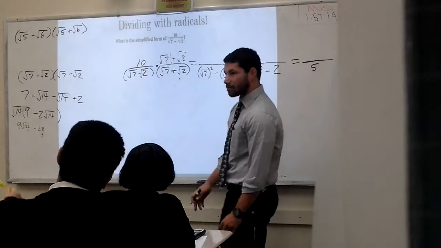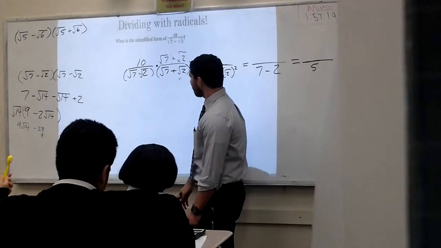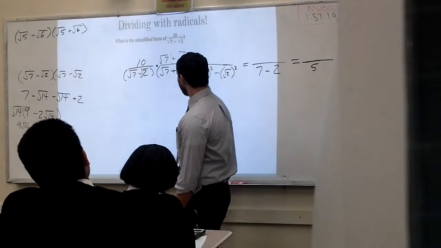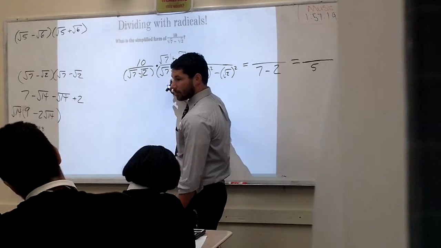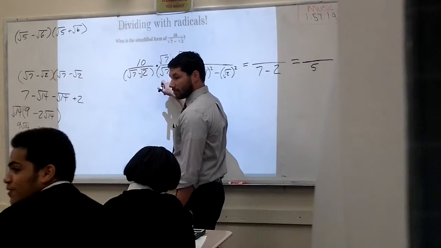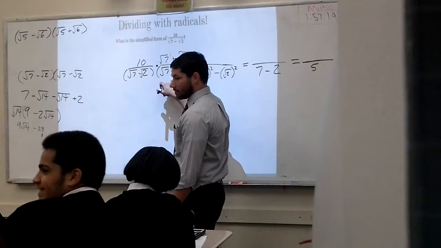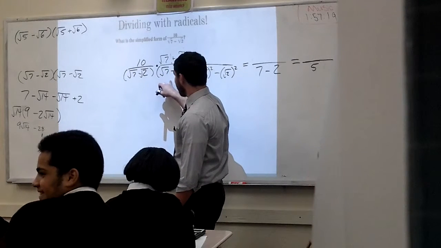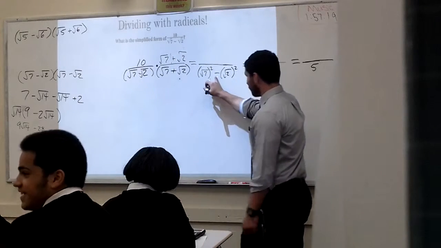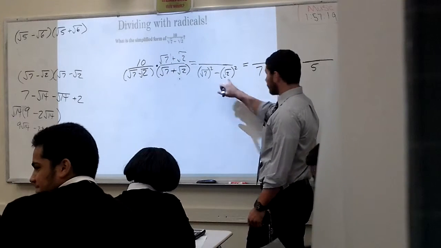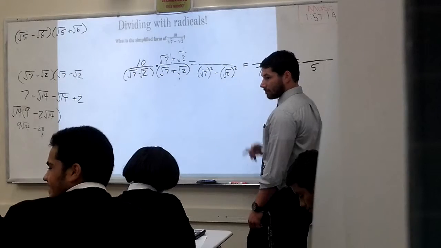If you FOIL these out, what should you get? Square root of 7 times square root of 7 is 7, then minus square root of 14, plus square root of 14, minus 2. The middle terms cancel, and you get 7 minus 2.